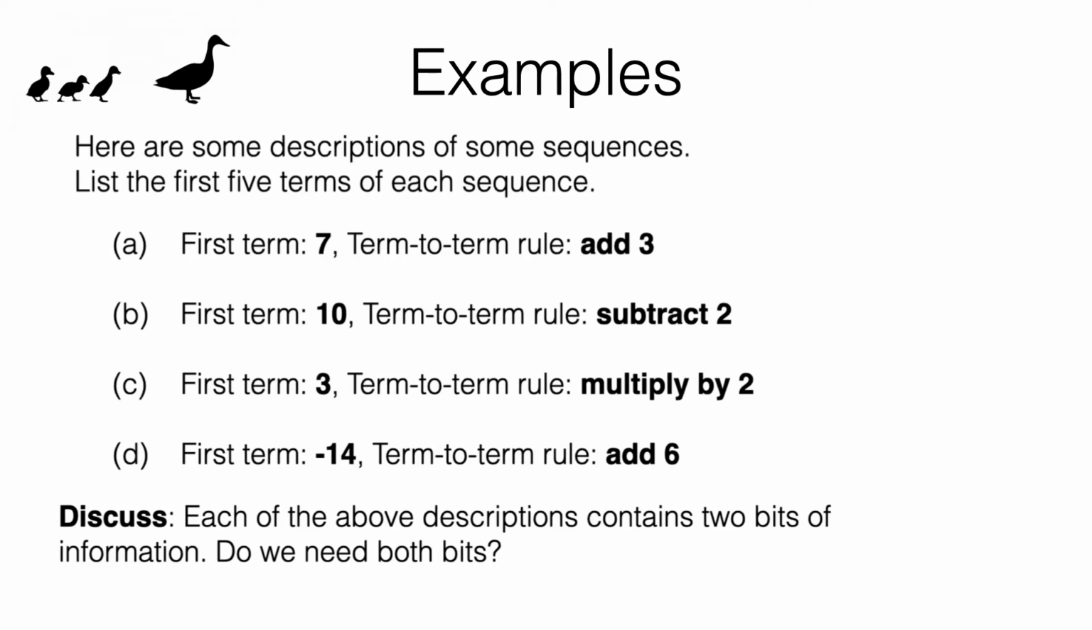In this video, we're going to be looking at term-to-term rules for sequences. First of all, what is a sequence? Well, a sequence is an ordered collection of objects. Most frequently, these objects in a sequence are numbers, but they don't have to be. They could be algebraic expressions, as we'll see in the future. But for now, let's take a simple example of a sequence.